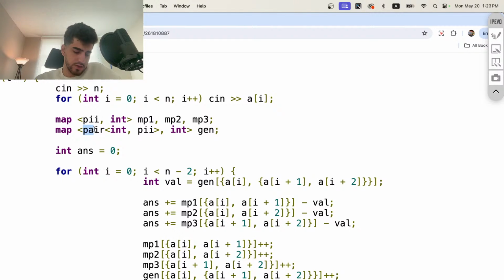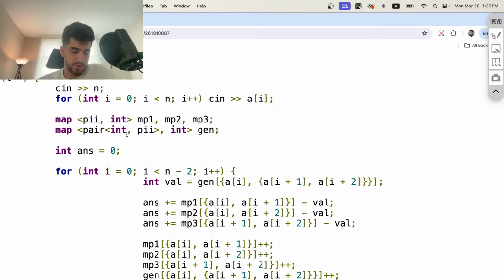Yeah, you can also use tuple. Why is gen stored as int and pair of int and int? Because it is three elements, so I saved it like this. The first one is the first element of the triple, and this is the second and the third elements. You could also use tuple, as someone said in the chat, but I was just more comfortable using a pair of int and pair of int and int. Okay.